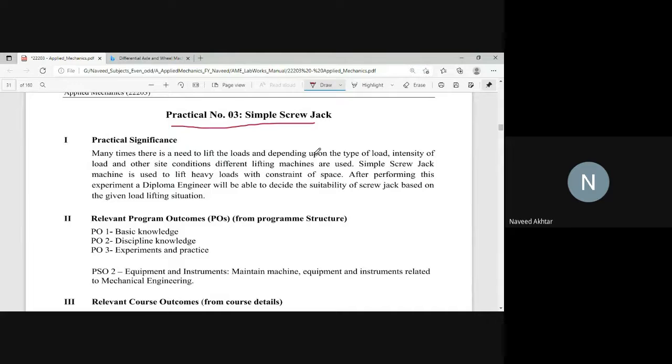The practical significance of this practical is that many times there is a need to lift loads depending on the type of load, intensity of load, and other site conditions. Different lifting machines are used. So the simple screw jack machine is used to lift heavy loads with constraint of space. After performing this experiment, you are able to decide the suitability of a screw jack based on the given load lifting situation.